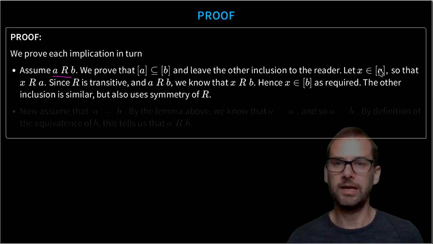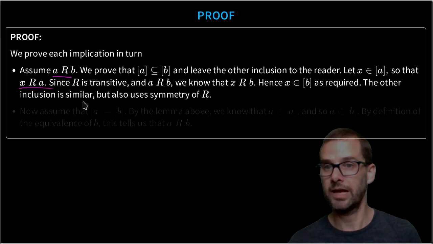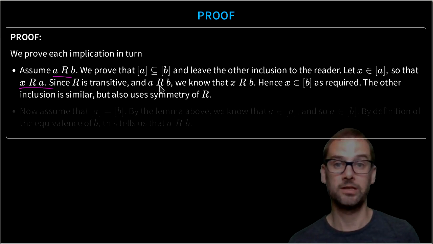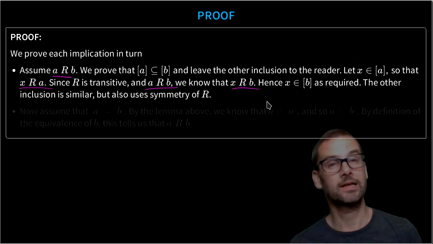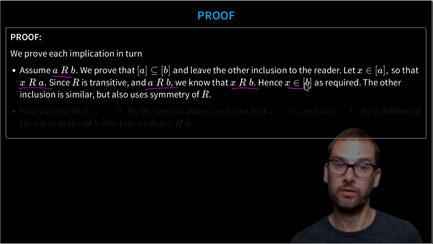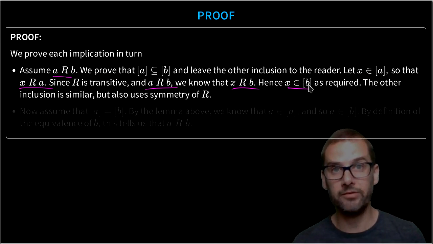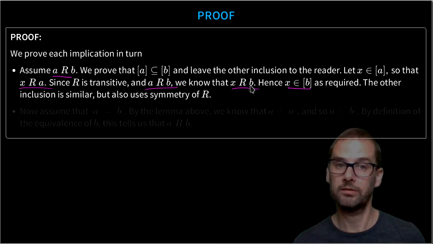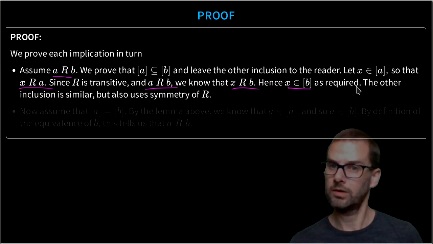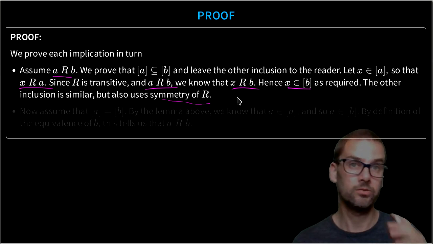So let x be in the equivalence class of a. We're going to pluck something out of this side. And that tells us by the definition of this equivalence class that x R a. Now since R is transitive and a R b, we know x R b, which is exactly what we need to conclude that x is in the equivalence class of b, because that's the definition of the equivalence class of b. It's everything in our set that's equivalent to b. As required. So the other inclusion is similar, but uses the symmetry of R to do that one little extra step.